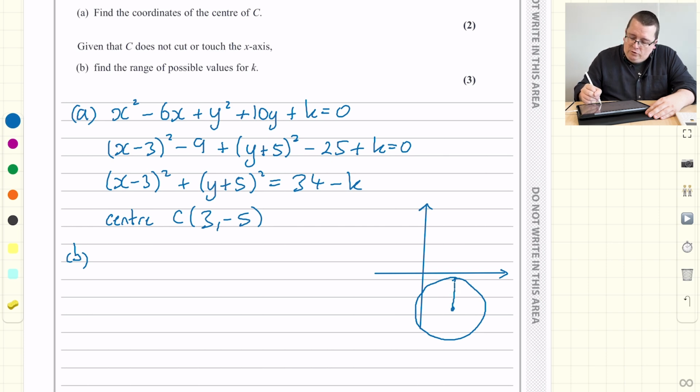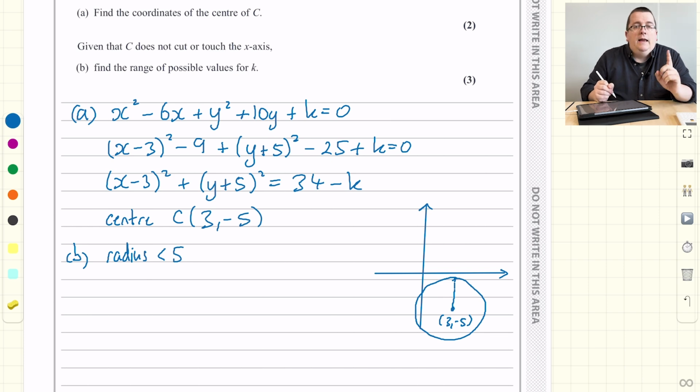Now, if this point was at 3, minus 5, then you don't want the radius to be any longer than 5. You don't want it to be equal to 5, you want it to be less than 5, right? So the radius must be less than 5. And also we need a positive radius, right? You can't have a radius of 0. So we also need the radius to be greater than 0.